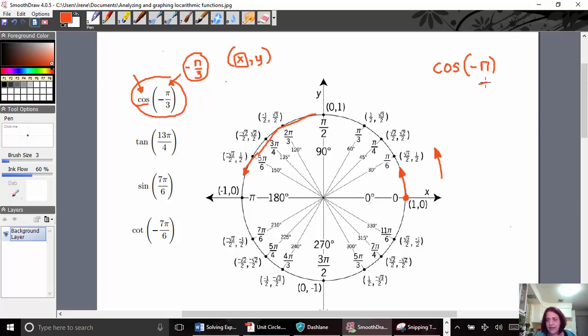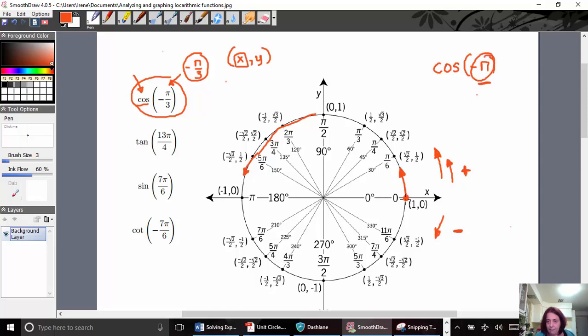What happens if the angle is negative? The only thing that changes is that instead of going upwards, counterclockwise, now we will go clockwise. So the negative angles will be given by the clockwise movement, the positive angles will be given by the counterclockwise movement. Okay, now we want to calculate the cosine of negative pi.